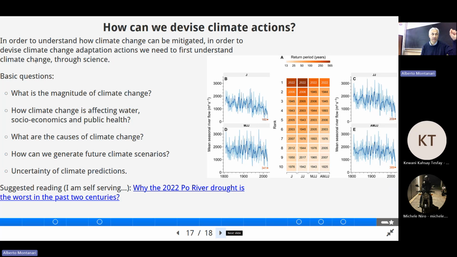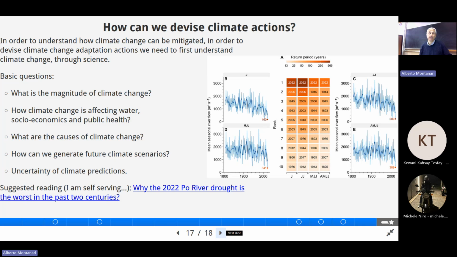You see, over the J column, J means July. And you see in the first position, 2022. It means that it was the worst drought in terms of average low flow in July along the full record of 200 years. And then you see the second position, the third one. Forget about the colors for now, okay? Second position, third position, etc.